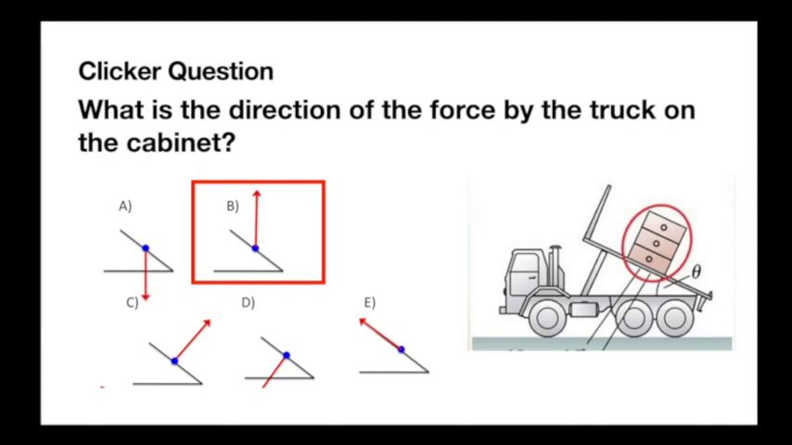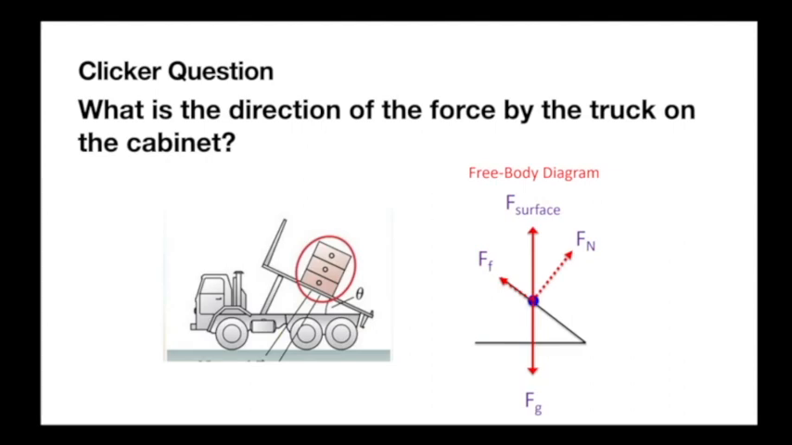So the answer is B, and let's see why. The force of gravity points straight down, and as a result, to cancel it, like we said, the truck needs to apply an equal and opposite force. Where the other pieces come in, like us knowing that the truck bed is going to push up and out, or the fact that friction is going to keep it from sliding, is that those things add up to give us the total force on the cabinet by the truck, right?